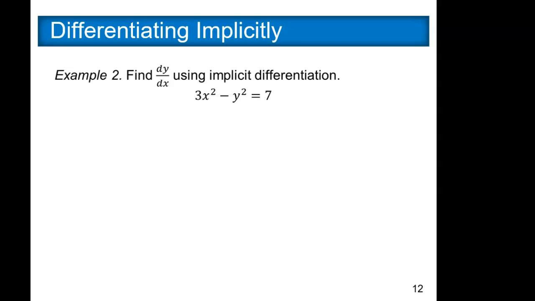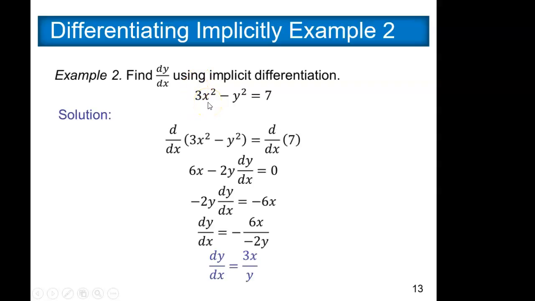Okay, I want to look at a couple examples of this. So in the next example we're asked to find dy/dx using implicit differentiation. Again, we don't have our equation solved just for y. We have it defined implicitly in terms of x. So we'll take the derivative of this first term.